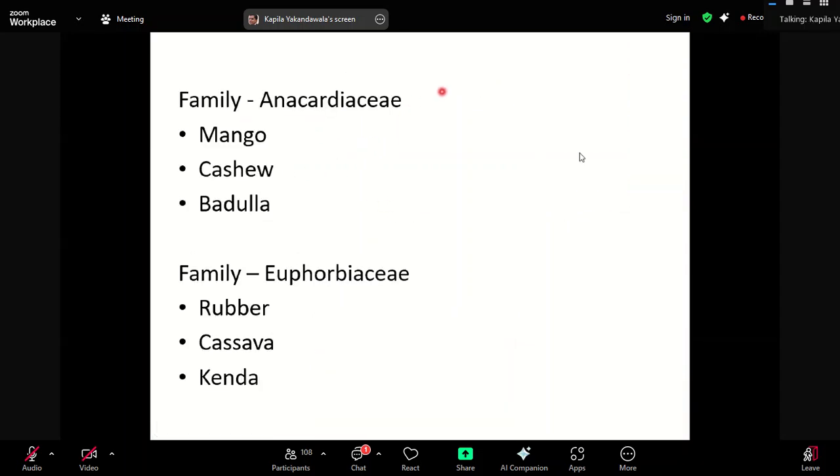Similarly, family Anacardiaceae, mango, cashew, badulla, all belong to that family. Family Euphorbiaceae has rubber, cassava, candor, all belong to this family. You don't have to remember these names by heart, right? Only you have to remember how many different taxa and their order, right?